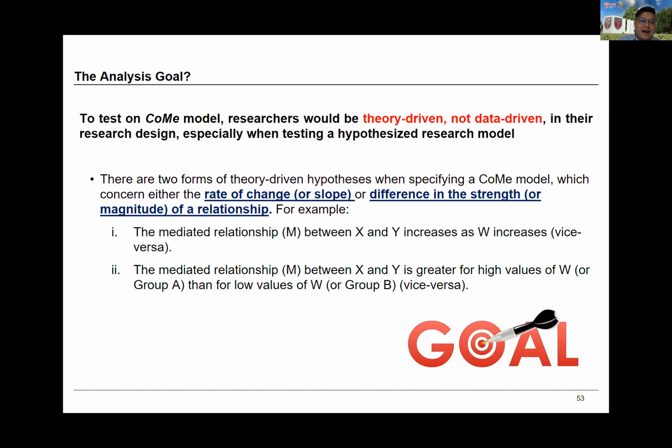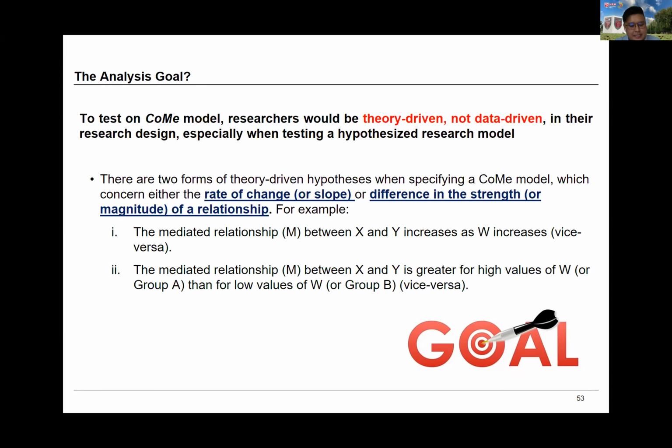If you would like to embark on the second goal, which is the difference in the strength of a relationship, then we will advise researchers to go with the second example: the mediated relationship between X and Y is greater for one group, or maybe for high values of W, than for low values of W. Or maybe vice versa, right?